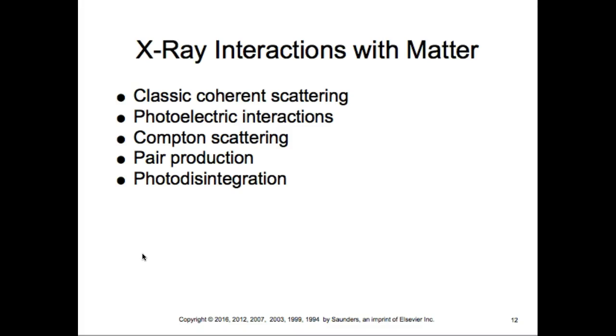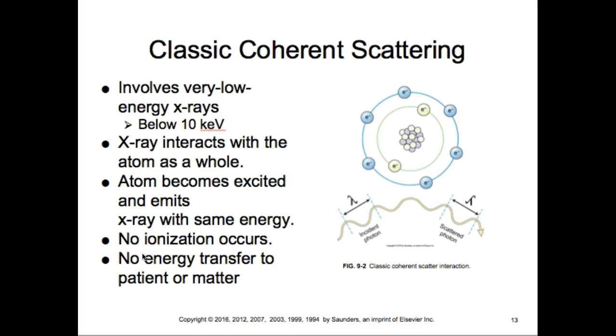We have Compton, where the photon comes in and scatters into a new direction, and Compton scattering is really what the occupational dose is. There's pair production and photodisintegration. Those two are usually found in radiation therapy. Those are the two really high-energy ones. We're going to talk about each one a little bit. With classic coherent scattering, also Thomson, Rayleigh, there are different names you're going to hear for it.